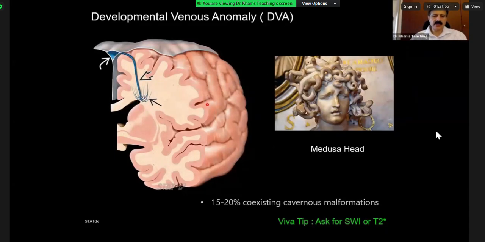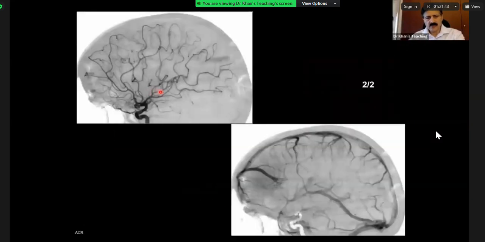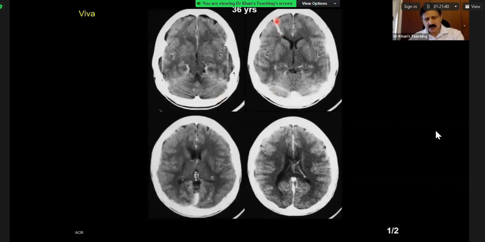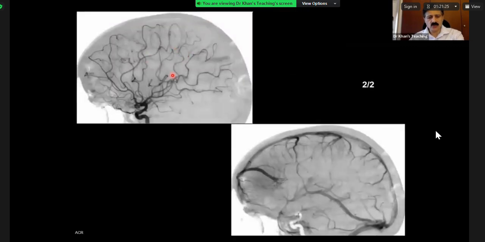This is known as Medusa head sign, from Greek mythology. Medusa was a lady with a lot of snakes on her head. If you go back and see your case here, this is another example of the eye seeing what the mind knows. Straight here, you can see two small snakes with a larger snake here. This is the arterial phase, where you don't see it. On the venous phase, you can see all of these snakes, this Medusa head sign. They drain into one vein and then go into the cortical vein.